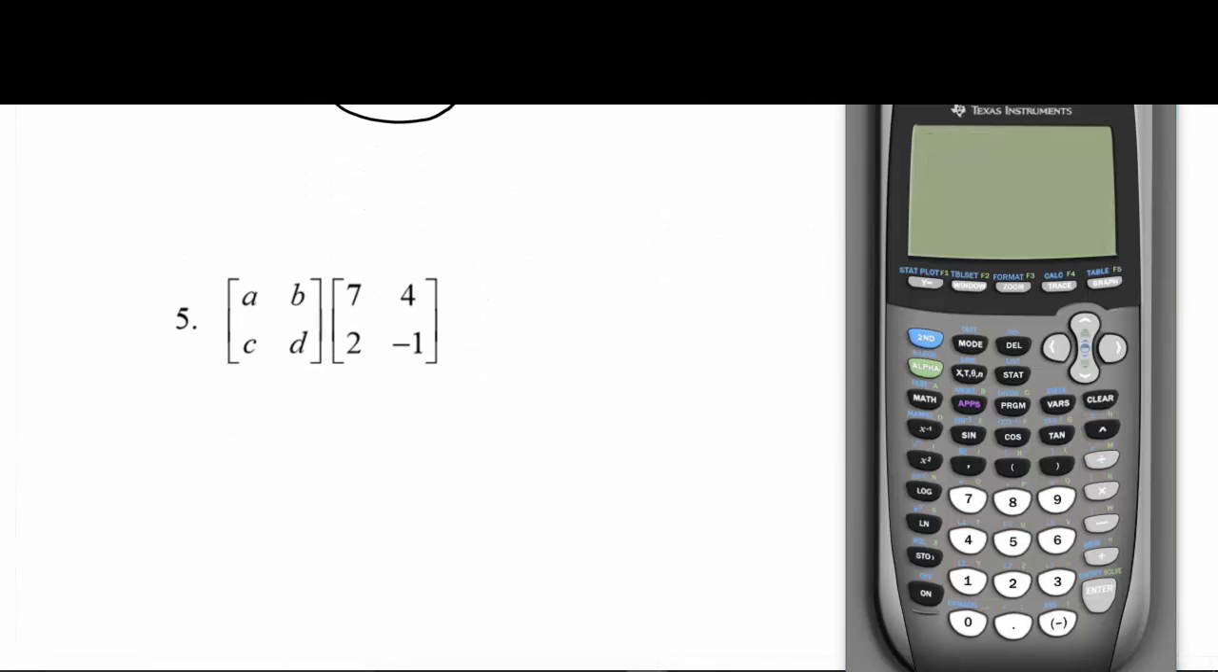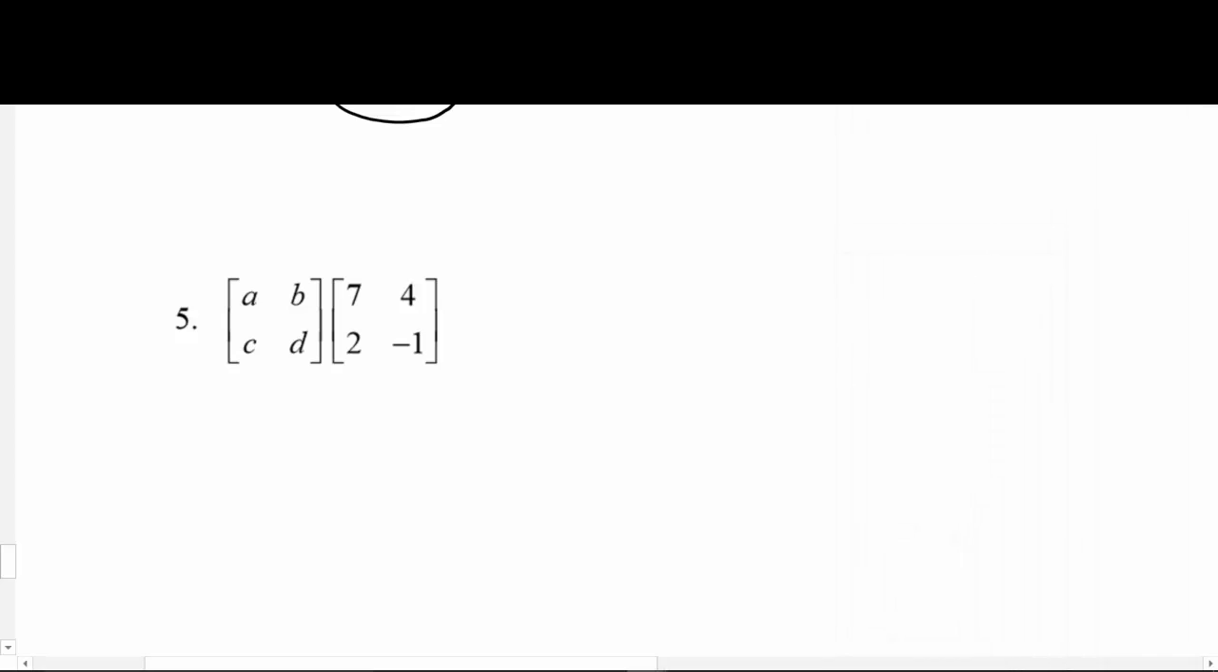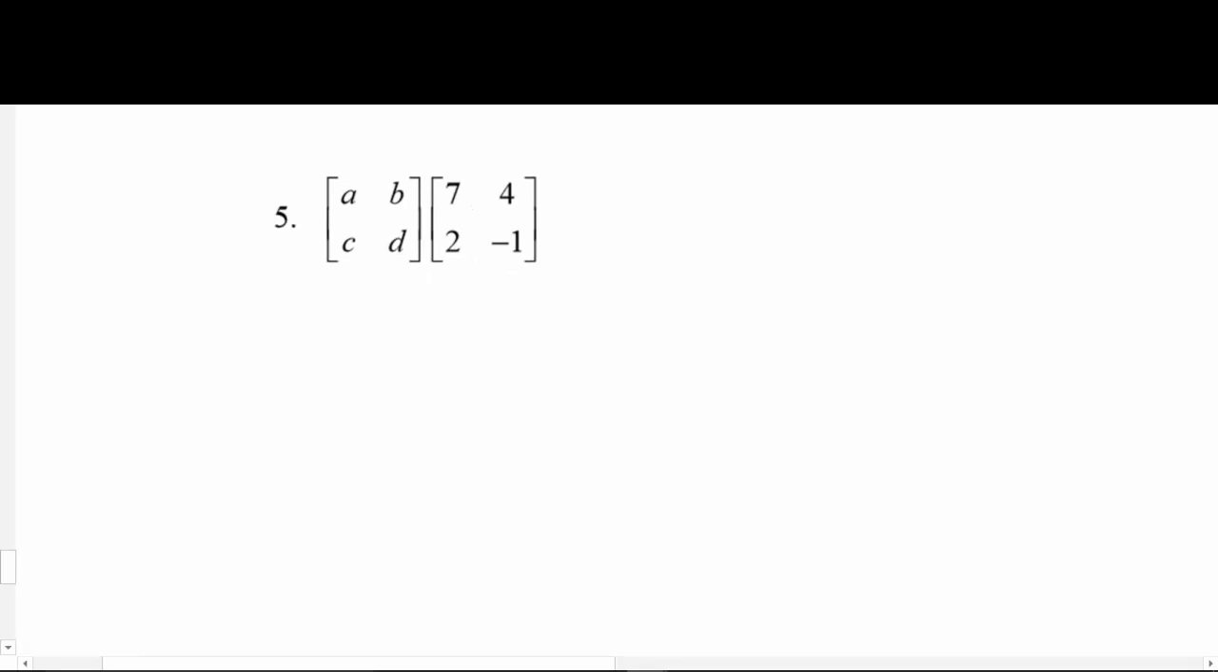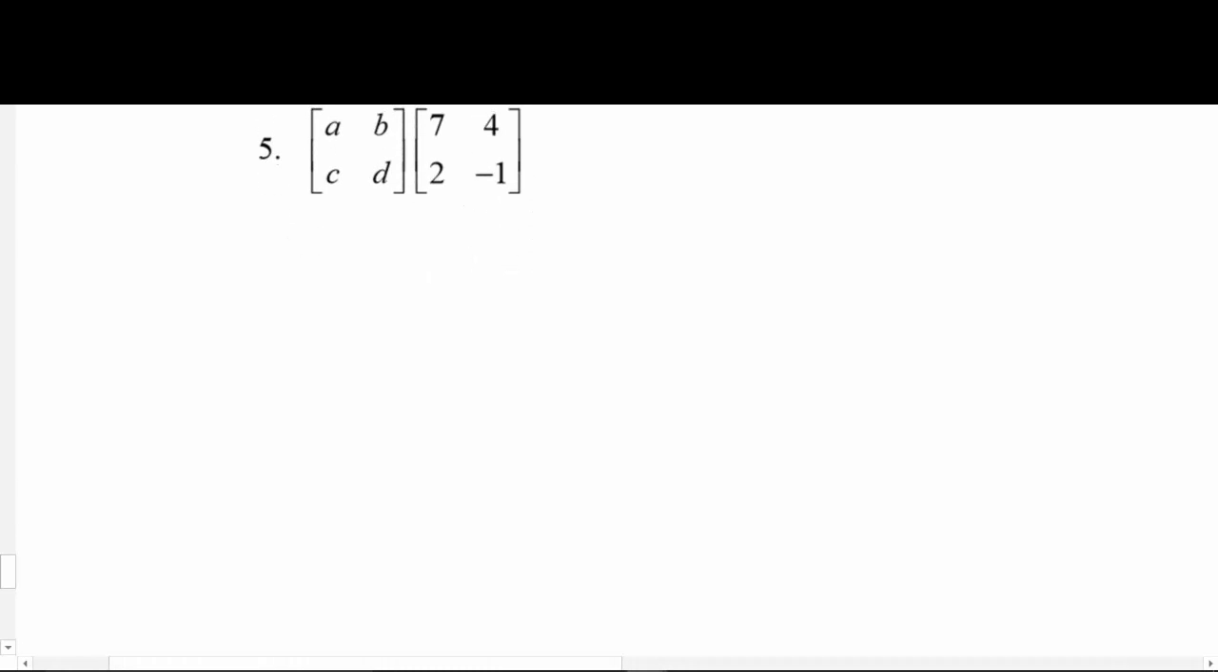Now, how would you do something like this in your calculator? I'm waiting for an answer. I know it's going to take a while because you can't. The calculator can't do something with A's and B's and C's and D's in it. So you have to do this by hand. You have no choice.